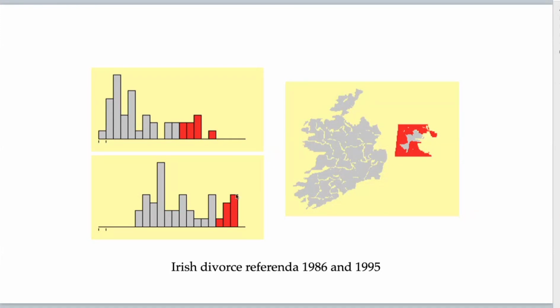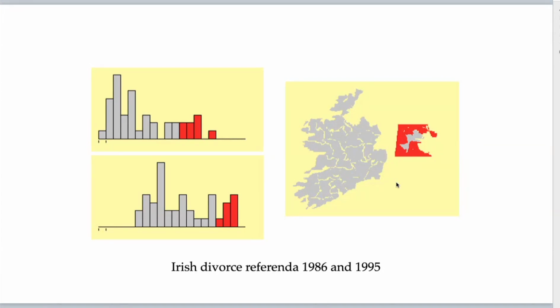What's happened is the top divorce supporting constituencies have been selected in one of the histograms and are shown on the map. And you see a very strong geographical structure, that the outer Dublin constituencies were the strongest supporters of divorce in both referendums. And in fact, if I had an interactive version here and would move along one of these histograms, you'd see a very striking geographic pattern of where the support for the referendum was.